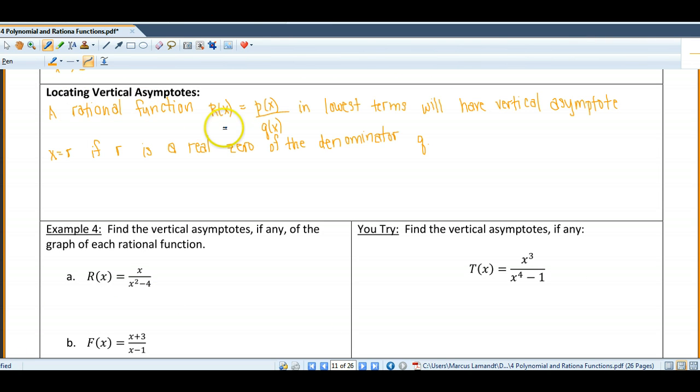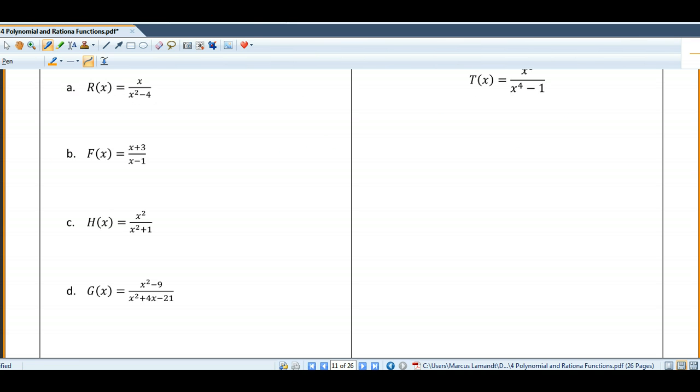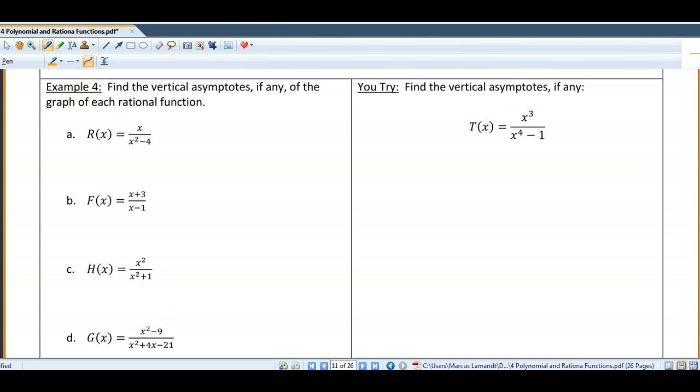A rational function r of x equals p of x over q of x in lowest terms will have vertical asymptote x equals r if r is a real zero of the denominator q. Alright, what the heck does that mean? Let me do an example. Find the vertical asymptotes of the graph of each rational function.